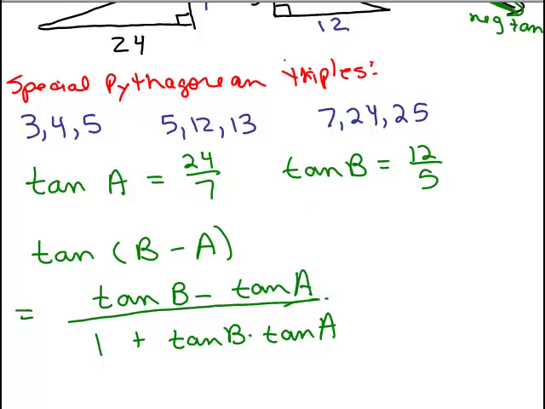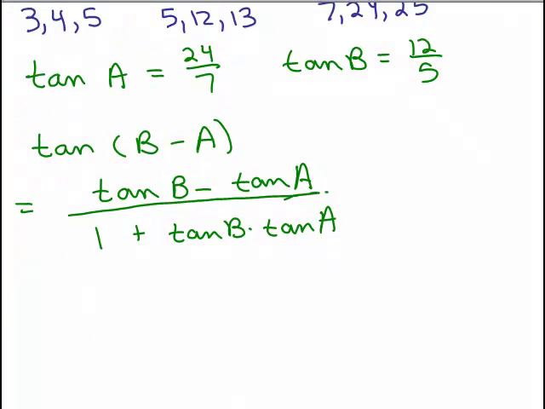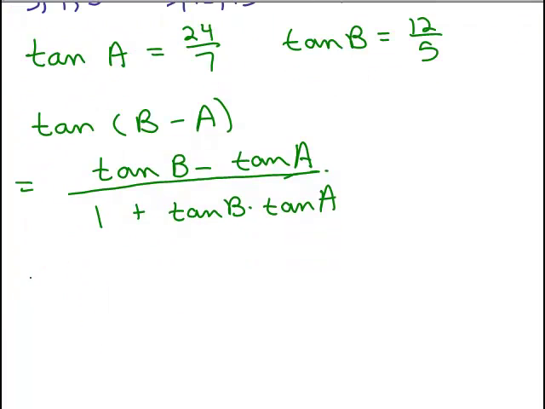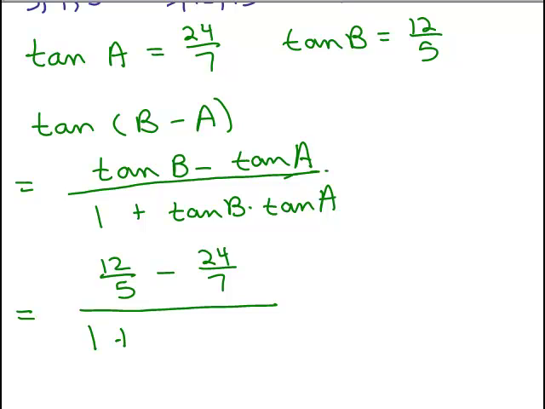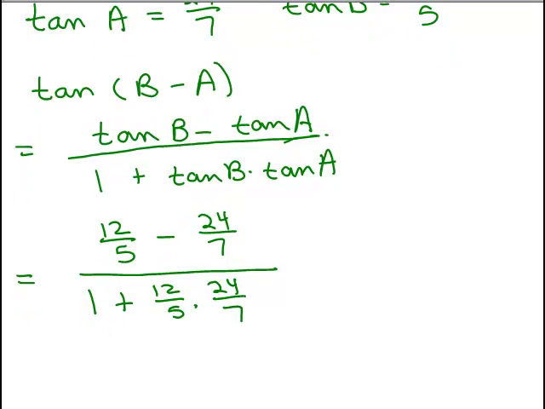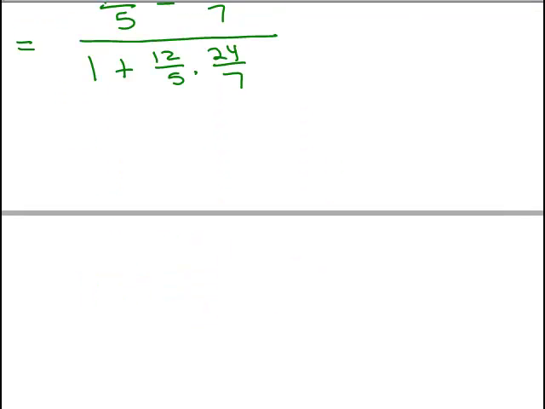And we know the tangent of a and b, so we can go ahead and plug those in. Tangent of b is 12/5. Tangent of a is 24/7. Put this equal sign a little bit lower. Over 1 plus those two numbers times each other, 12/5 times 24/7. I got some big numbers, but that's okay. Got to go up a little bit. Running out of room.